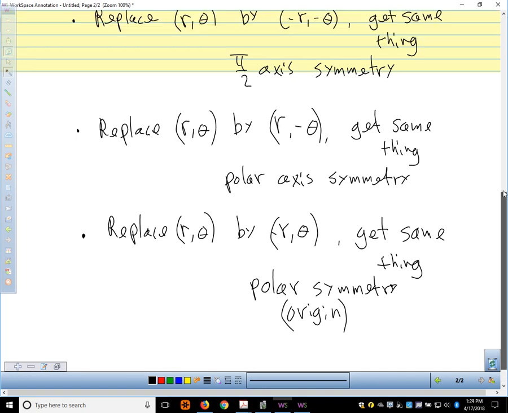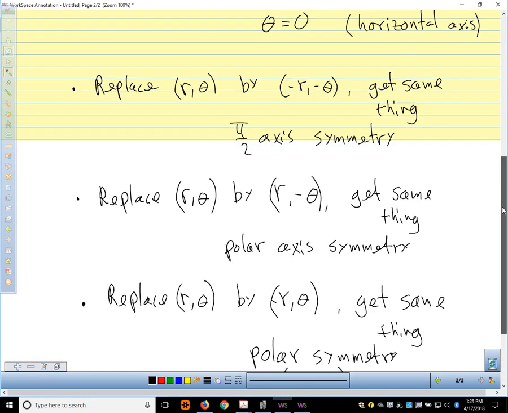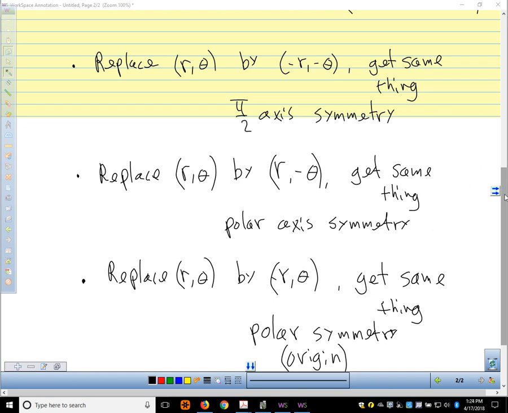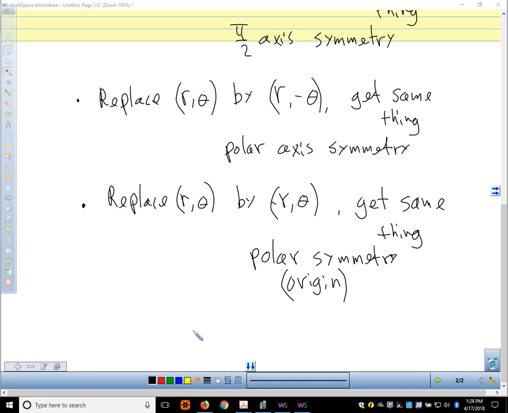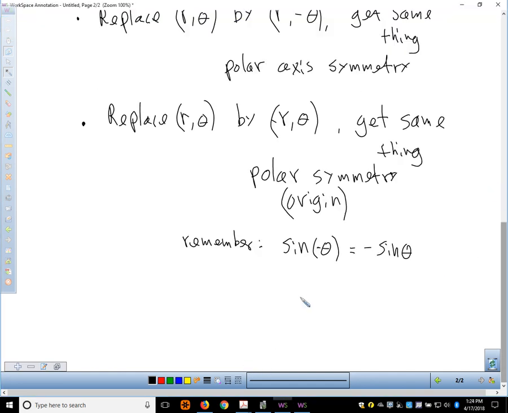Now the first two are what we're going to use 95% of the time. These we're going to use if we have something a little more complicated. And when I say plug in and rearrange and simplify, we're remembering that the sine of negative theta is negative sine theta. Sine function is odd. And the cosine of negative theta equals the cosine of theta. Cosine is even. So this is what I mean when I say we plug these in and simplify.